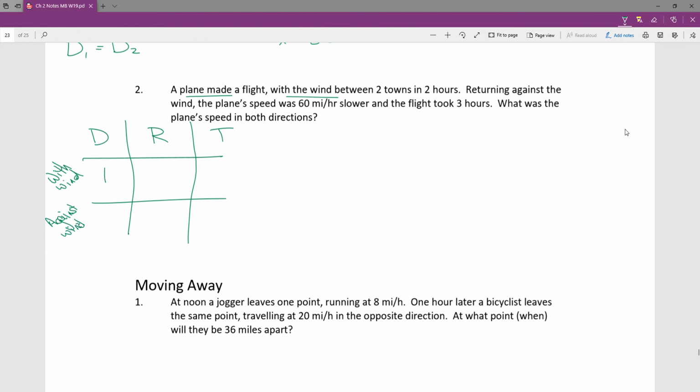We know that distance 1 and distance 2 are not going to change. The distance between the towns does not change. So distance 1 will equal distance 2. I'll put that framework at the top so I can better build that up. Let's put some information in here.